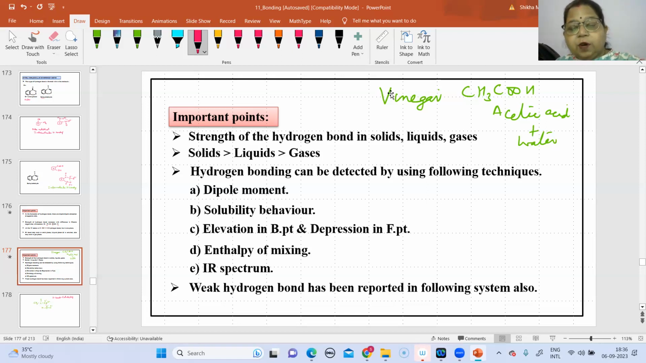Then elevation in boiling point, depression in freezing point. I can give you a day-to-day example. The details are in the class 12 chapter named solutions, chapter 1. So, can Shweta describe the process of making tea? How do you make tea?